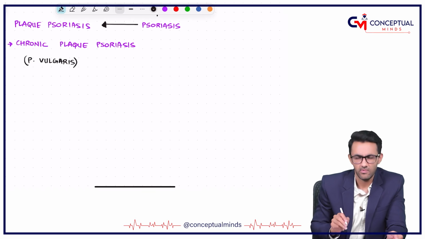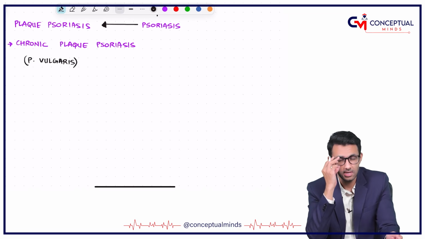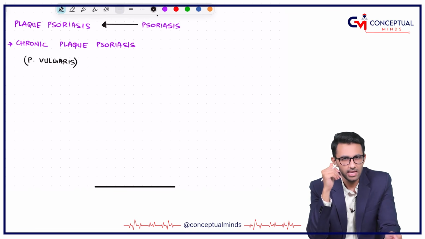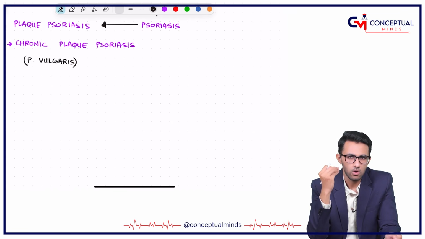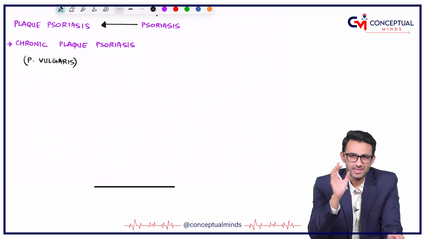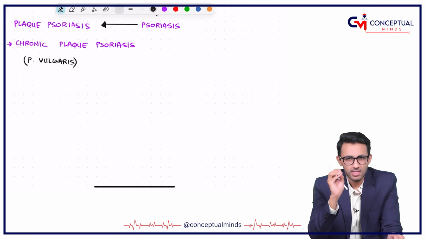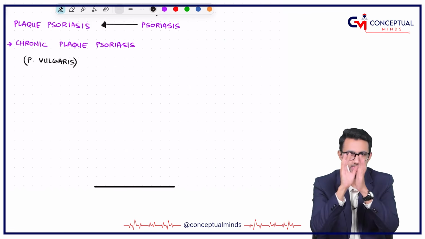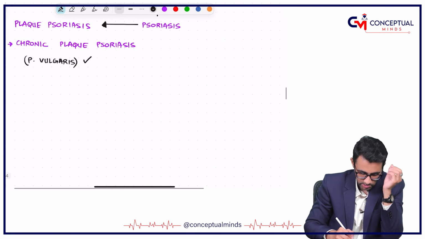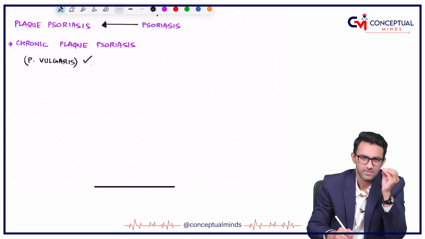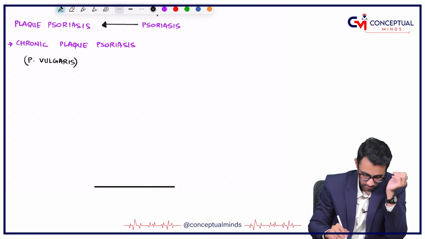A very classical finding I would sensitize you to now is that over here we find lesions at the extensor surfaces of the elbows and knees. Extensor surfaces of the elbows and knees is a common thing in chronic plaque psoriasis. So where do we have the lesions? The lesions are on the extensor surface. This is one thing I want you to make very clear right now. And what do we also call it? We call it psoriasis vulgaris.